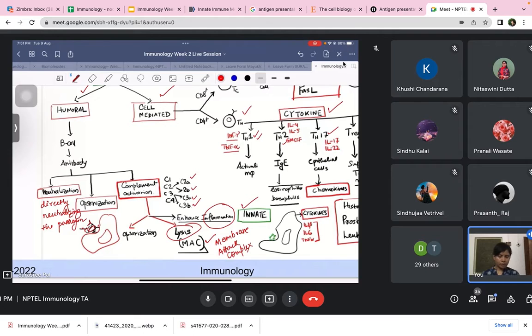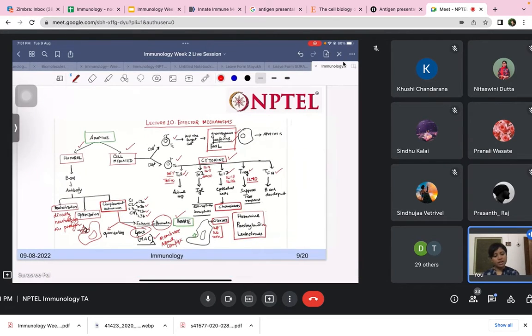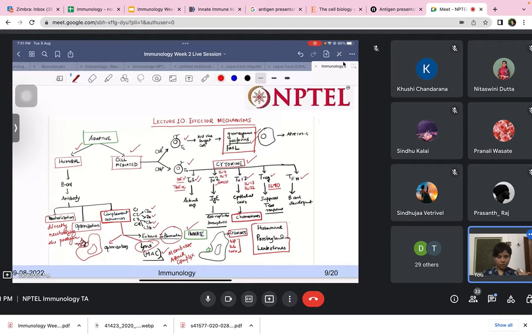I hope you are able to understand what the different responses in the innate immune system are, what the different responses in the adaptive immune system are, and how these immune cells mature in the thymus, for the T cells, or in the germinal centers of the lymph nodes, for the B cells. And finally, what the different effects are of the humoral arm and the cell mediated arm of the adaptive immune system.